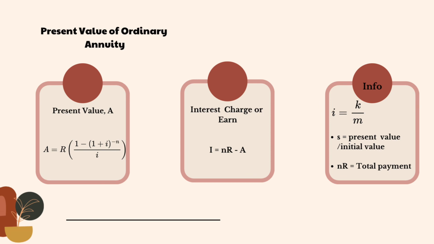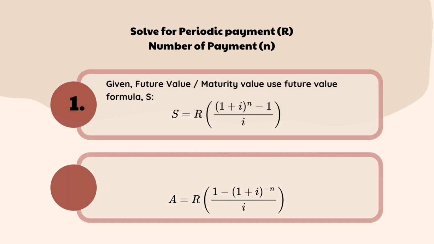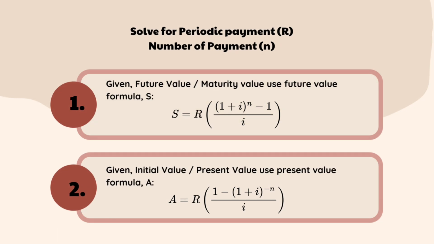The first one is to find present value, which is A, and the second one is to find interest charged or earned. There is also some info for present value. This is how to find the value of periodic payment R and the number of payments N.